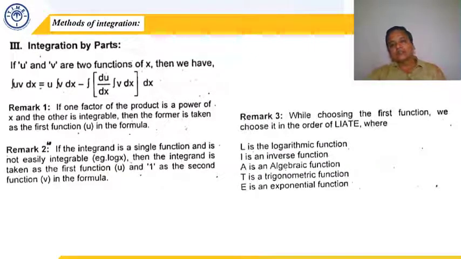While choosing the first function, we choose it in the order of LIATE, that is L stands for logarithmic function, I stands for inverse function, A stands for algebraic function, T stands for trigonometric function, and E stands for exponential function. Now this can be easily demonstrated by using certain examples.